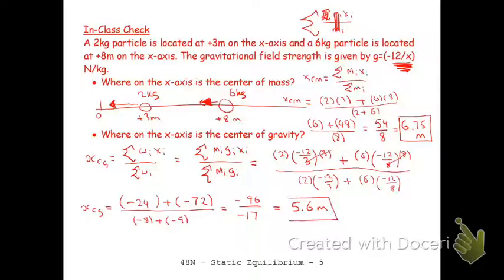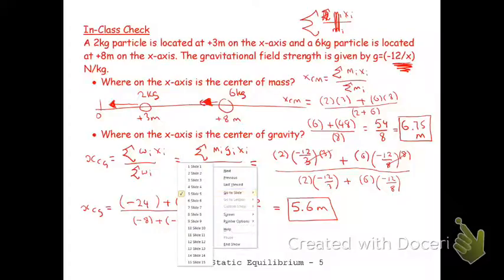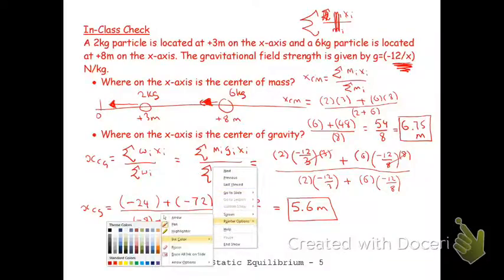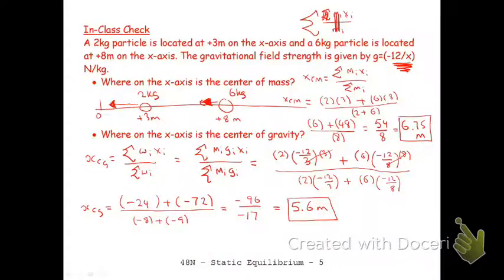It's in meters, it's position, yeah. So let's look at this on our diagram. Let's just change my color of pen so I can show this. So if I look at this, my center of mass, I'm sorry, was at 6.7, so it's kind of like there. There's my center of mass. And my center of gravity is at 5.6. And that's because there's more gravity at this end than there is at that end.